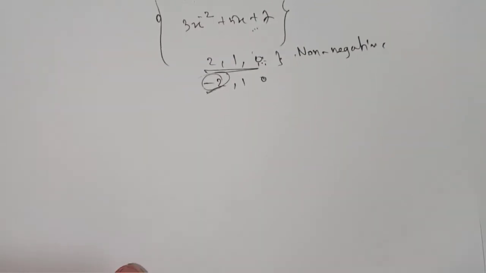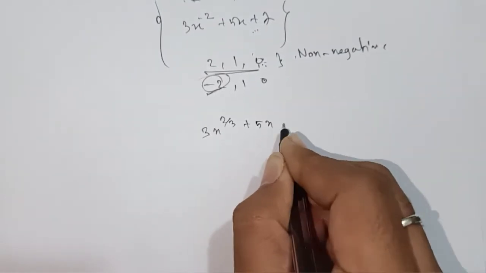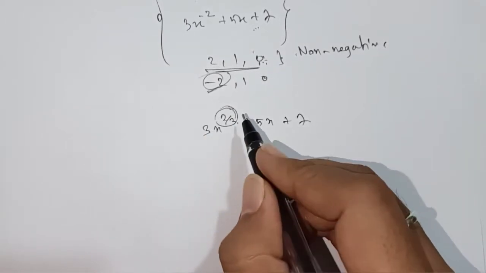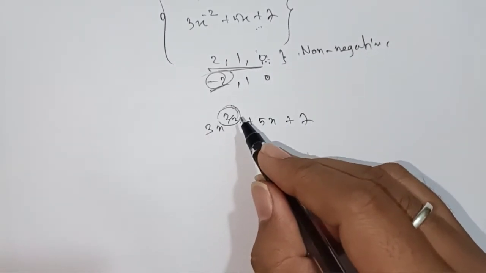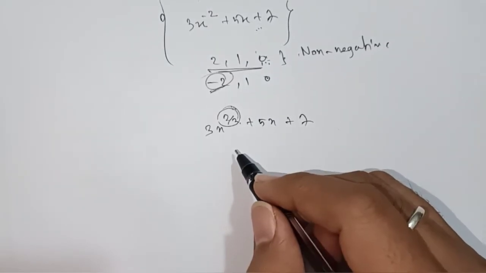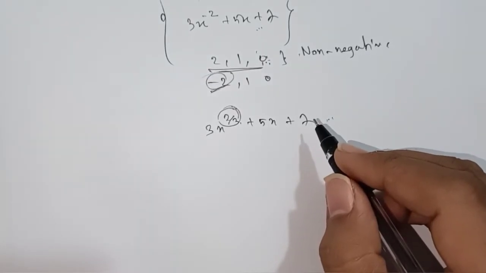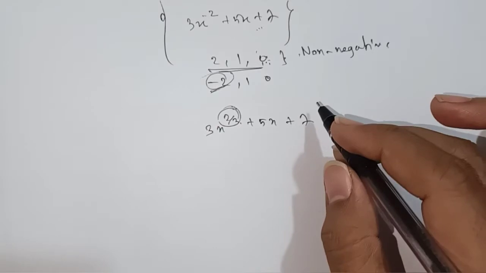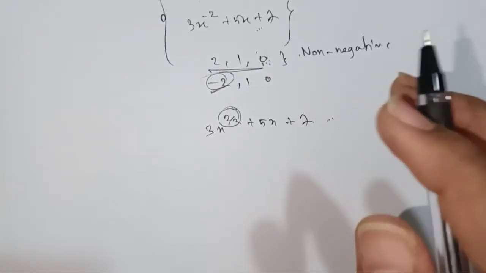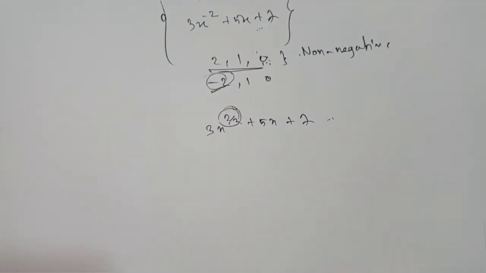You may ask, sir, if I get here 3x to the 2 by 3 plus 5x plus 7, like that, then also you can see that 2 by 3 is not a whole number. It should be a whole number. 2 by 3 is a fraction. It's positive, but it's a fraction. So we will not take it as a polynomial. We'll take this one as just an expression.